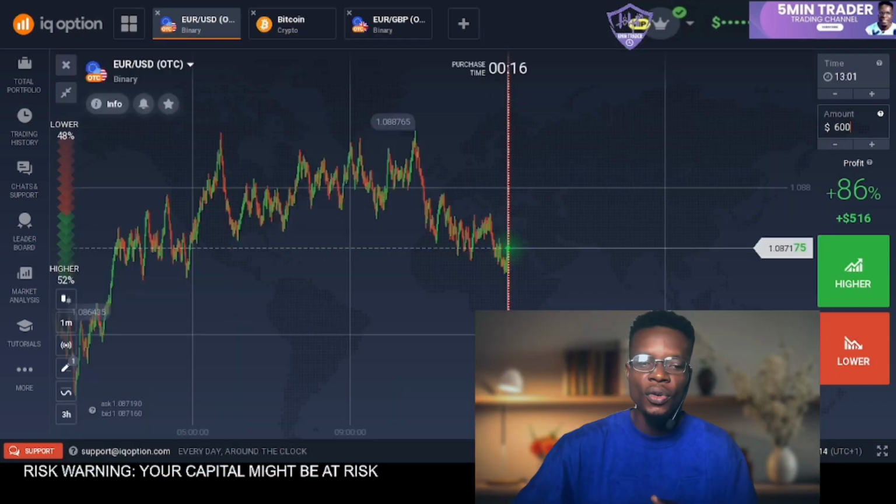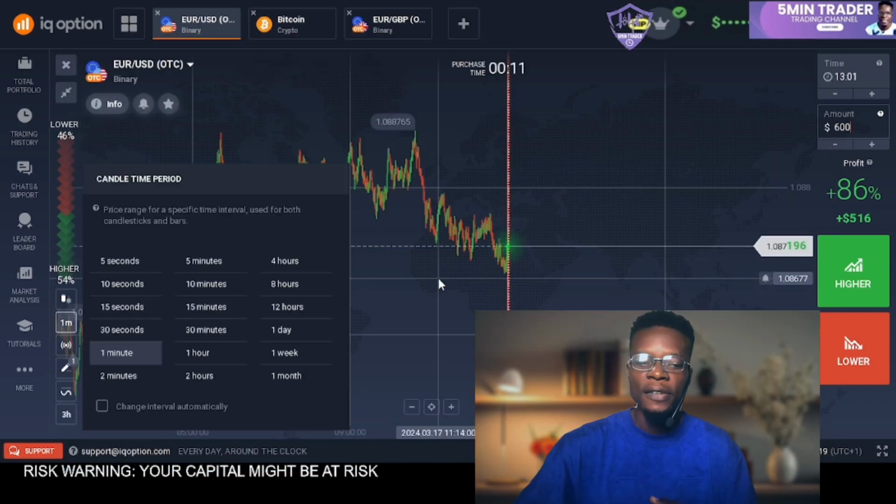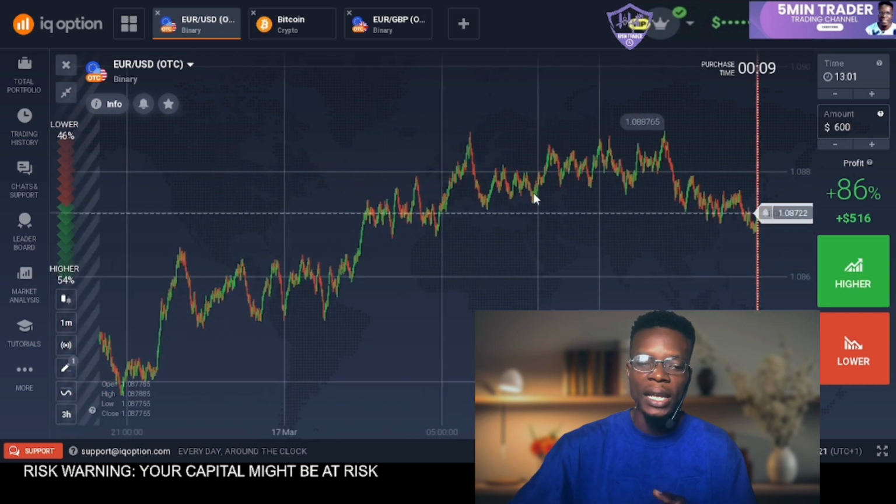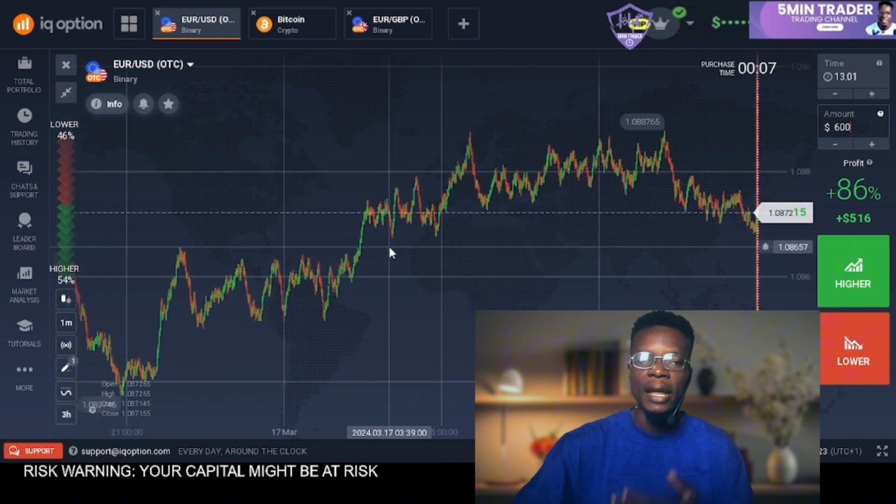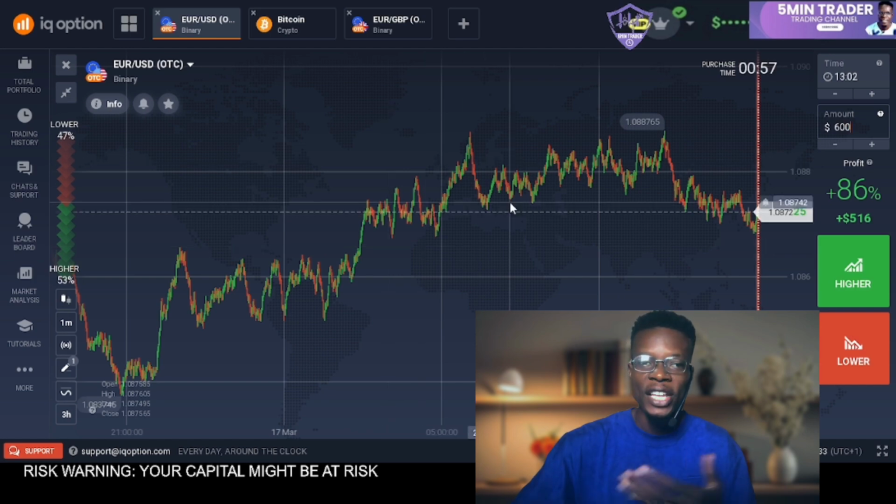So this is the Euro US dollar chart, and this is the 1 minute time frame, as you can see. And the first thing we do is to try to analyze the overall trend. Now, the first thing is to understand the major trend. What is going on in the trend is what is going to determine how we will be entering our trade.